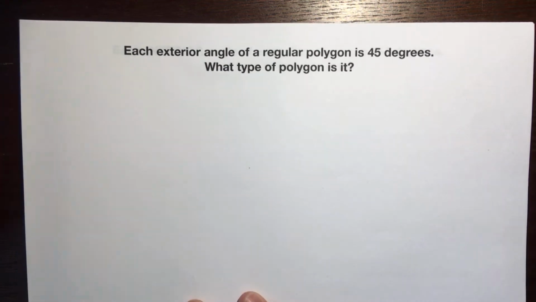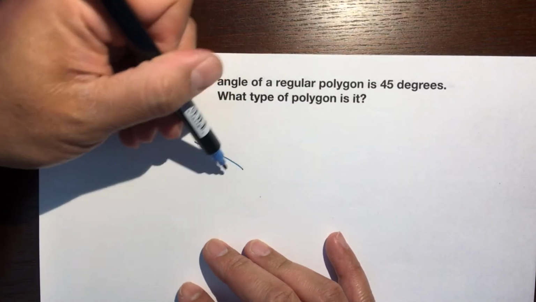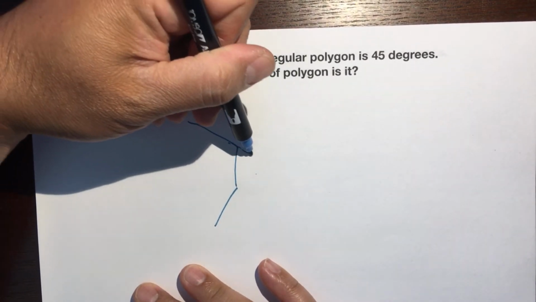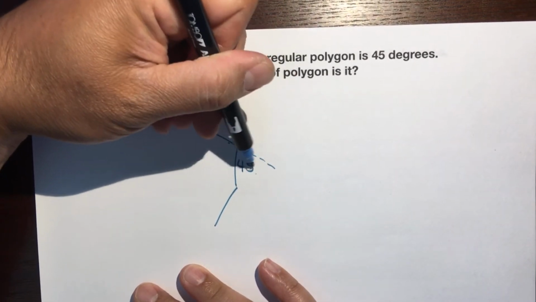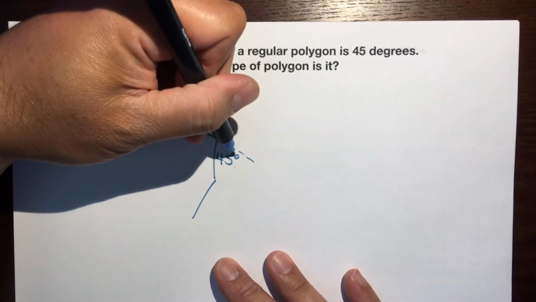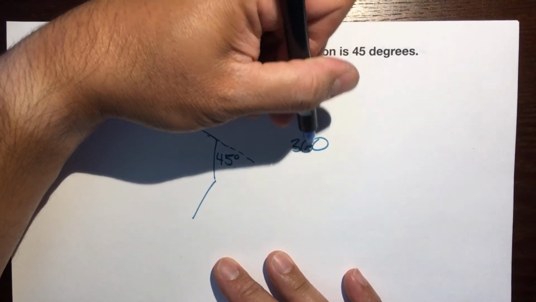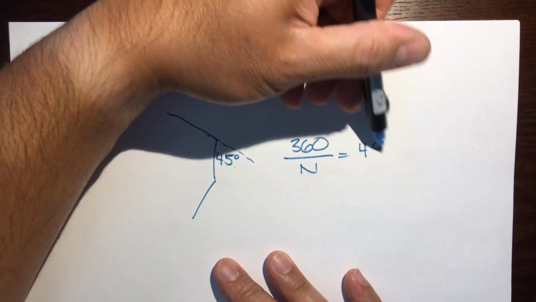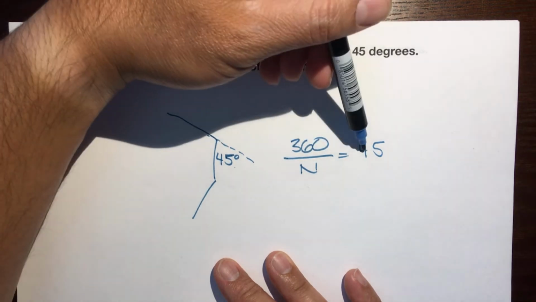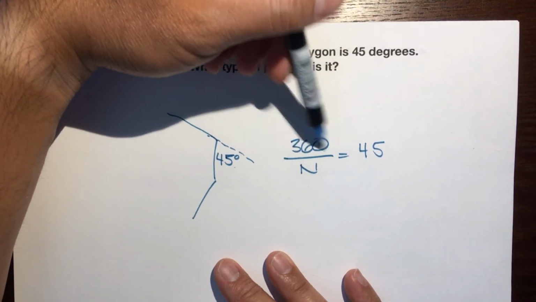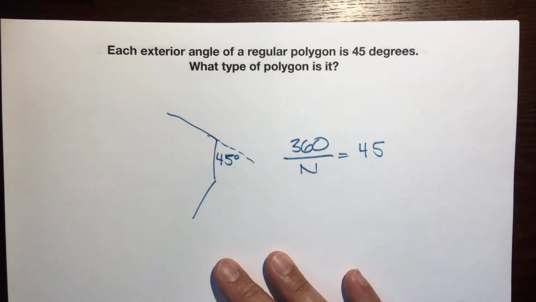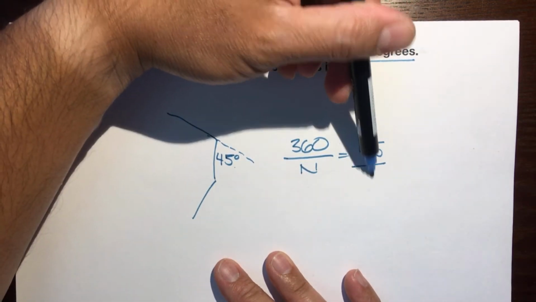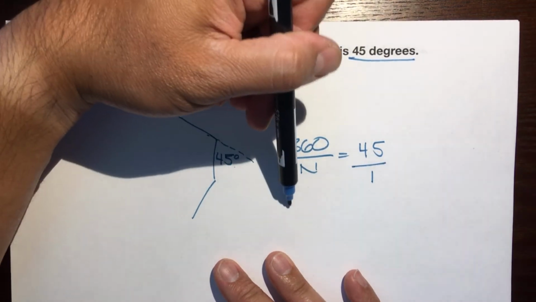Each exterior angle of a regular polygon is 45 degrees. So here, let's draw a piece of that polygon, and this exterior angle is 45 degrees. So we'll just set 360 divided by n equal to 45 degrees, because this is the formula for one exterior angle, and we have one exterior angle because it says each exterior angle is 45 degrees, and we'll put a 1 under there and we'll cross multiply.